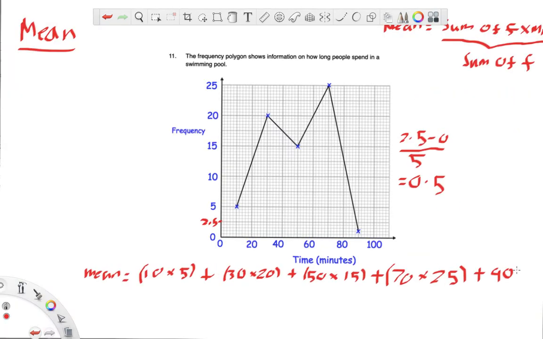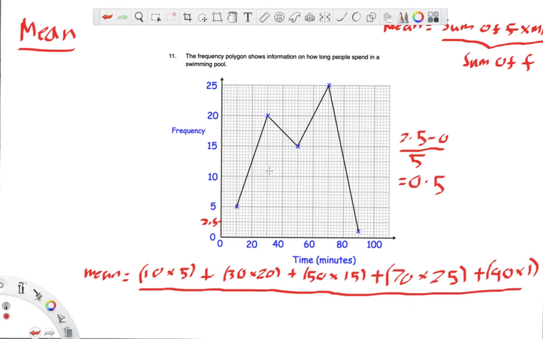So it's 90 times 1. So that's the top of our equation for the mean sorted. We've just got to do the bottom. So then the bottom is the sum of the frequencies. So we just need to add the frequencies together.